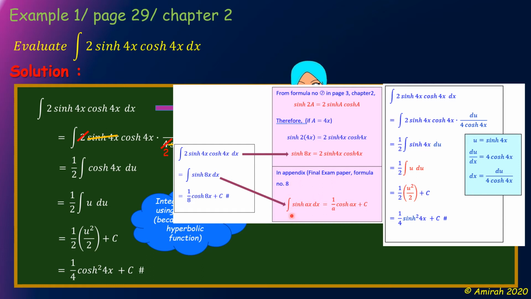From here, we can straightforwardly refer to the appendix in the final exam paper. Formula number 8: the integration of sin ax dx equals negative 1 over a cos ax plus c, where a is a constant. When we use this formula, the final answer is negative 1 over 8 cos 8x plus c, because our a is 8. The answer looks different, but actually it is equivalent in terms of trigonometric identities. Got it?